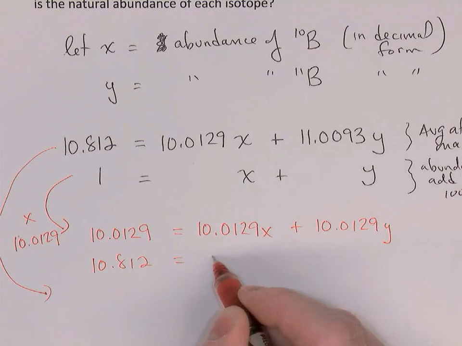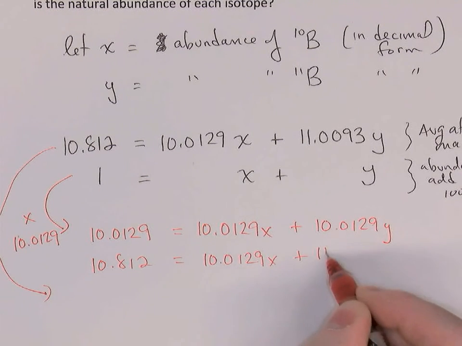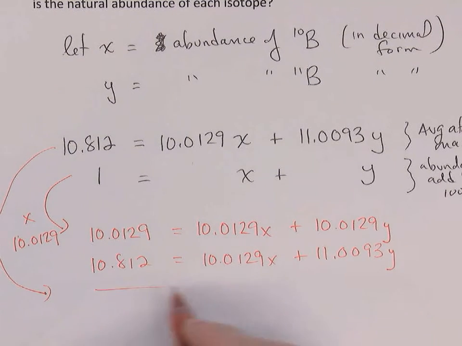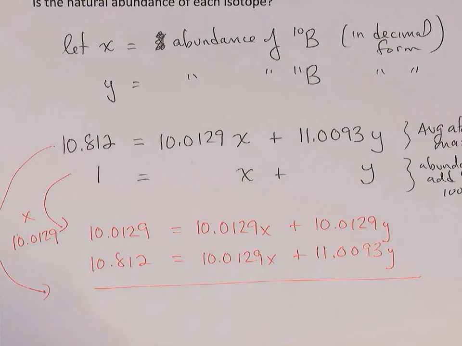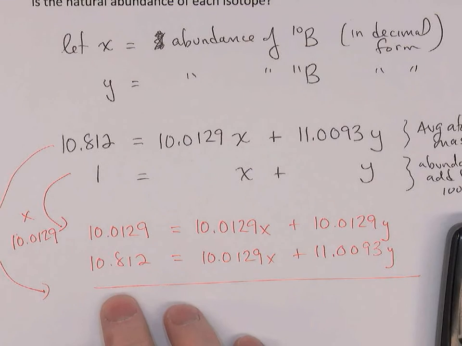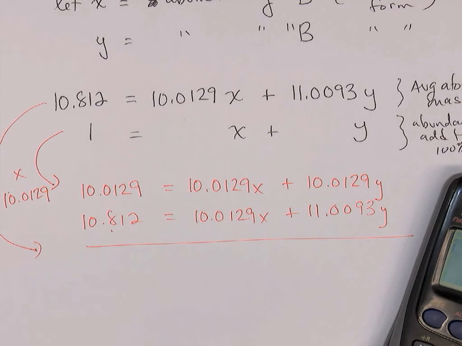10.812 is 10.0129x plus 11.0093y. And now I'm going to subtract the two equations. I could subtract the top one minus the bottom one, but I can see that's going to give me a negative answer here, and that's fine. You could do that, no problem. But I'm going to subtract the other way around. I'll subtract the second equation minus the first equation to give me positive numbers.